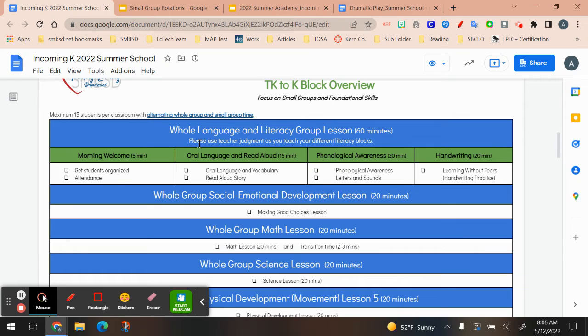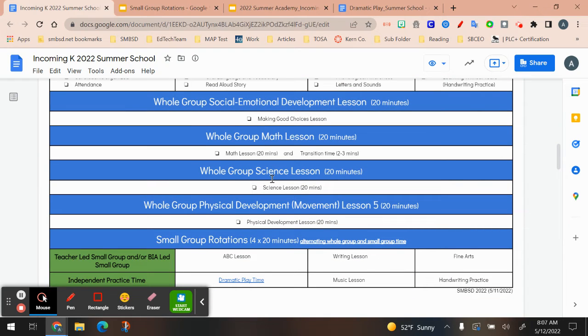Please use your teacher judgment as you teach your different literacy blocks and how you might space those out with the different small group rotation times. Please consider how this might look in a play-based instructional environment.